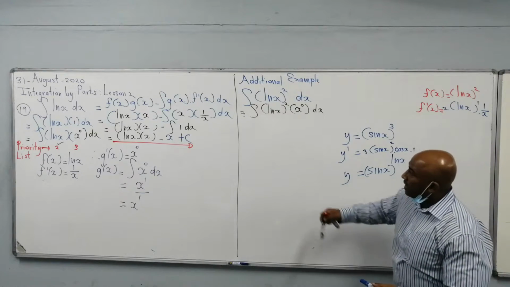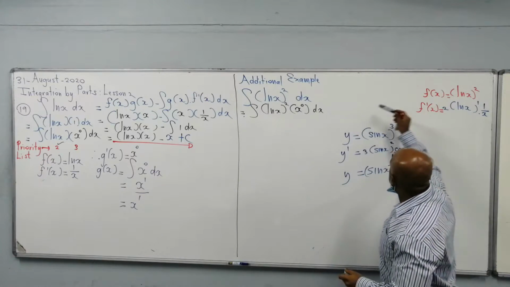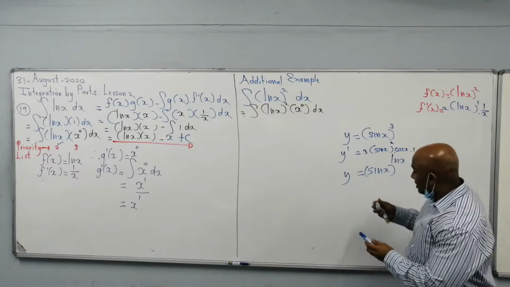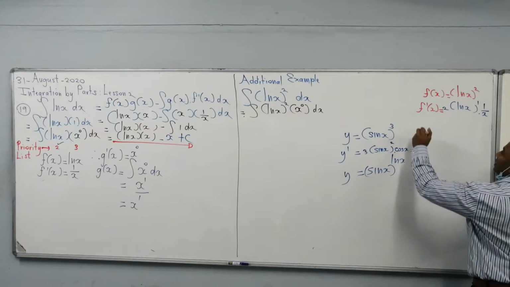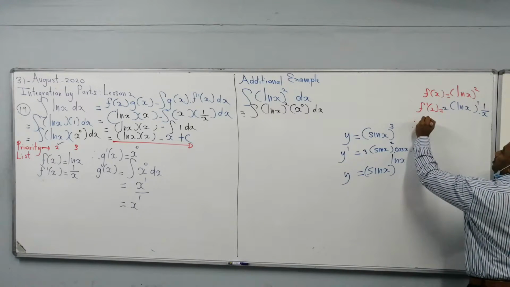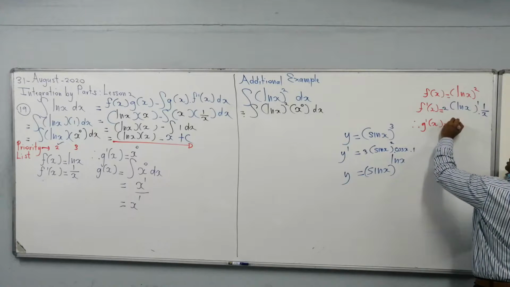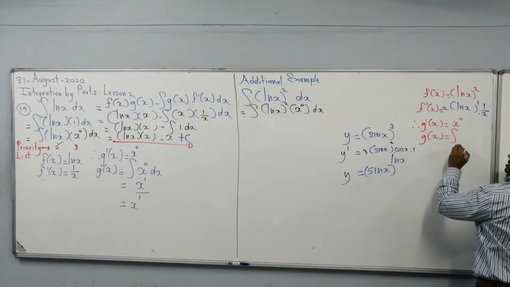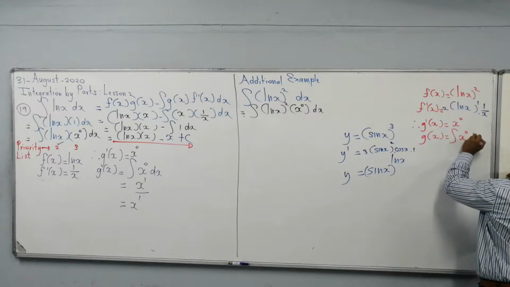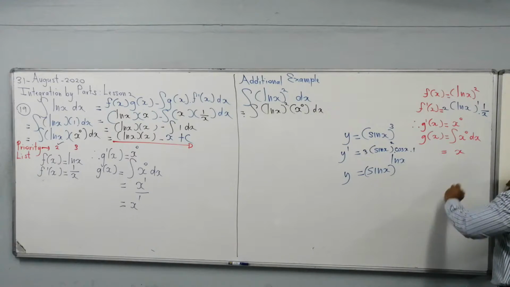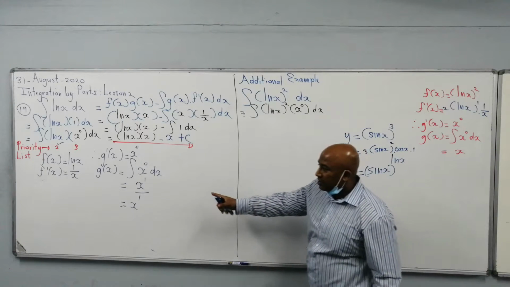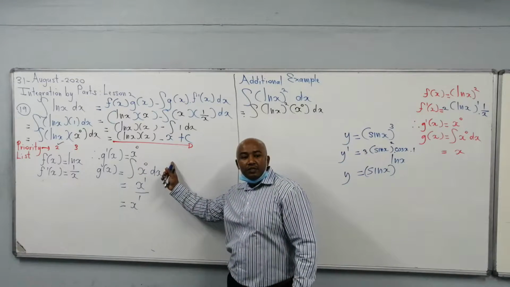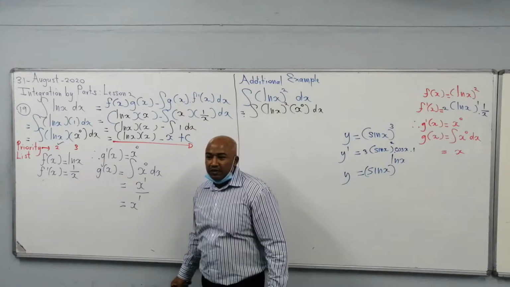So what were we doing? We identified f of x. So therefore g prime x, you know, is x to the power 0. So I need to integrate x to the power 0, which is going to equal to just x. You know, I just showed you. It's going to be 0 plus 1, which is 1 over 0 plus 1, which is 1 again.